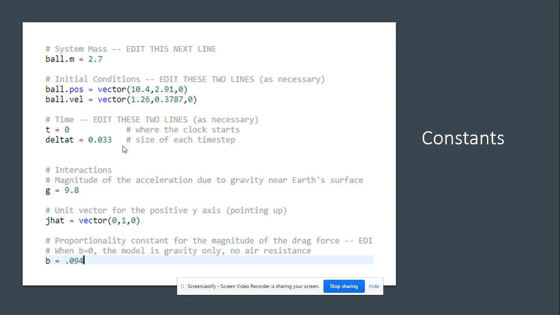The acceleration of gravity is 9.8 meters per second squared. The j hat, so the direction of the force, is only in the y direction, as the force of gravity is the only thing that will be having effect here. And then the proportionality constant is 0.094.